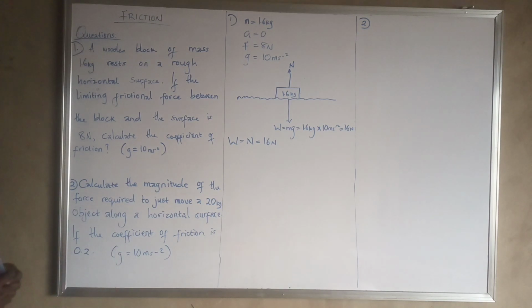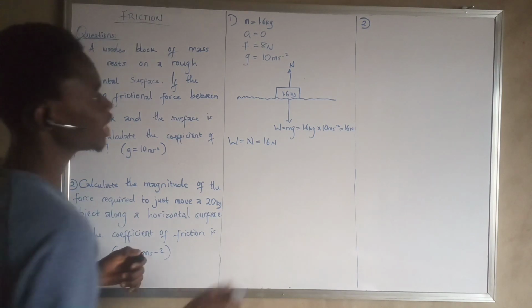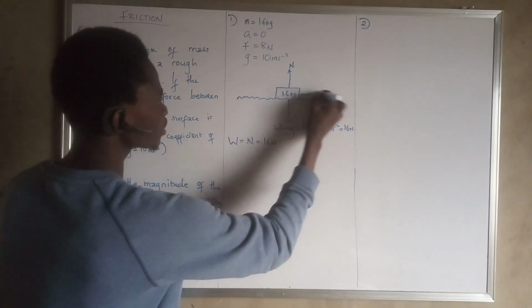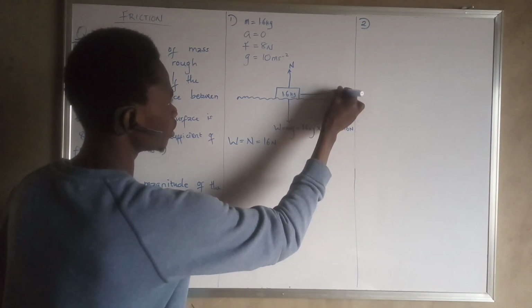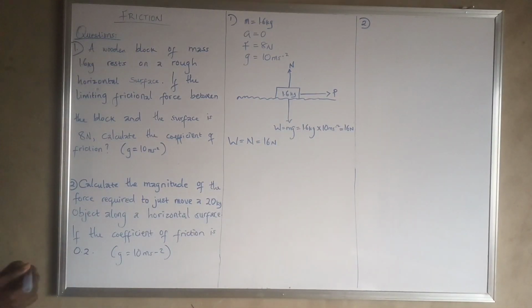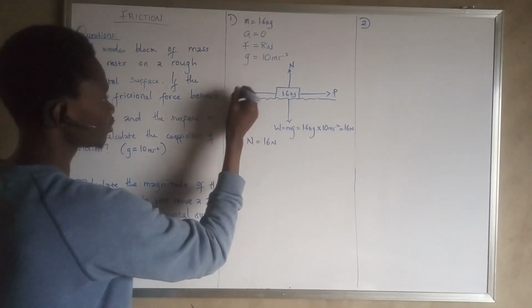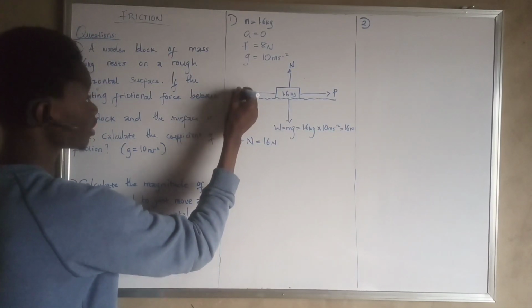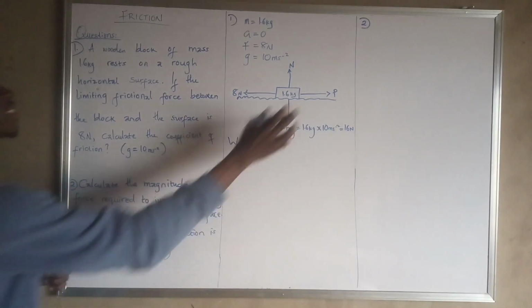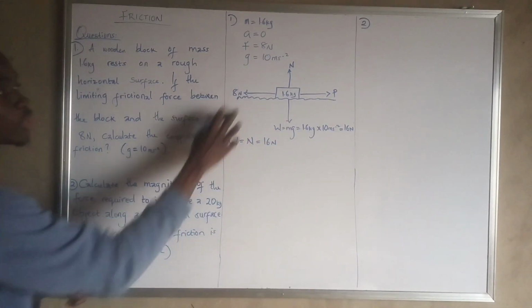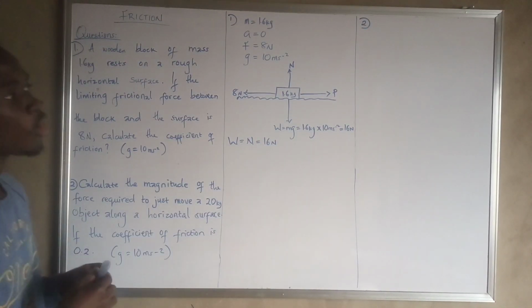Here we have the value of the frictional force to be 8 Newton. For us to have the value of the frictional force, there must have been a particular force applied to the object. So let's assume this is the direction of the applied force, either pulling or pushing force. And this would be the direction of the frictional force. If this is the direction of the applied force, the direction of the frictional force will be opposite to it.